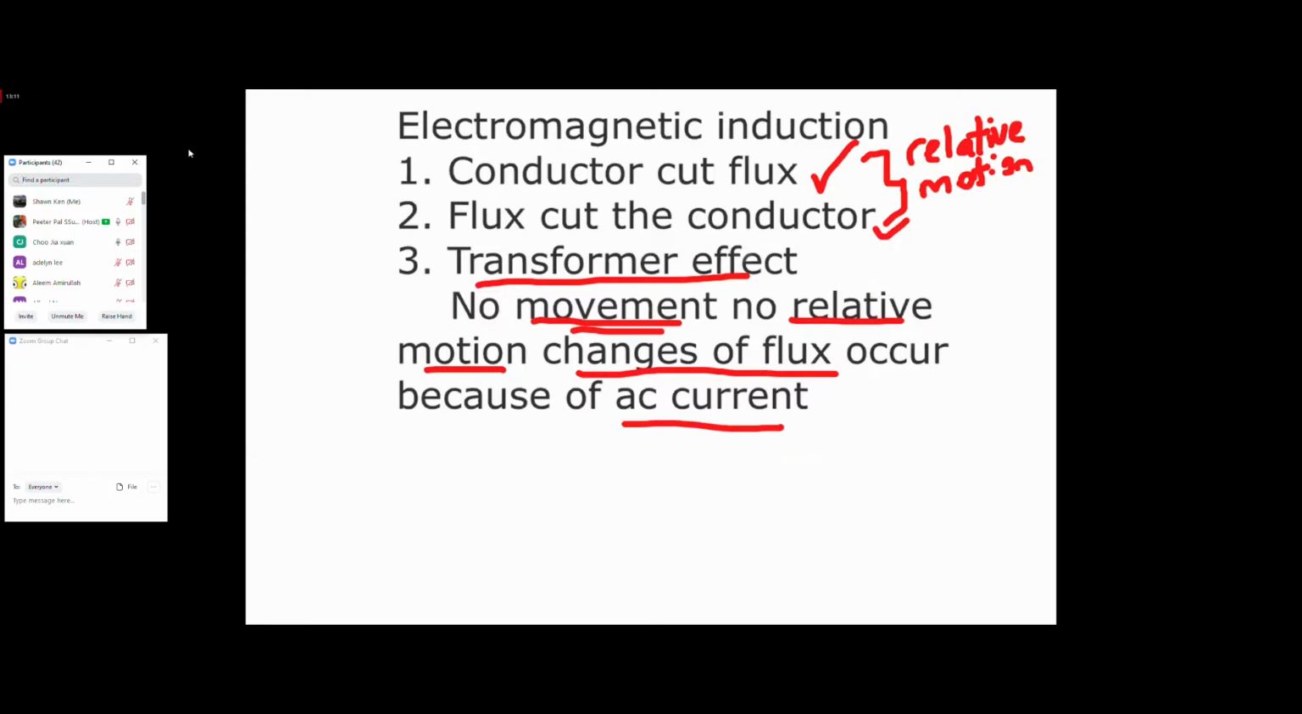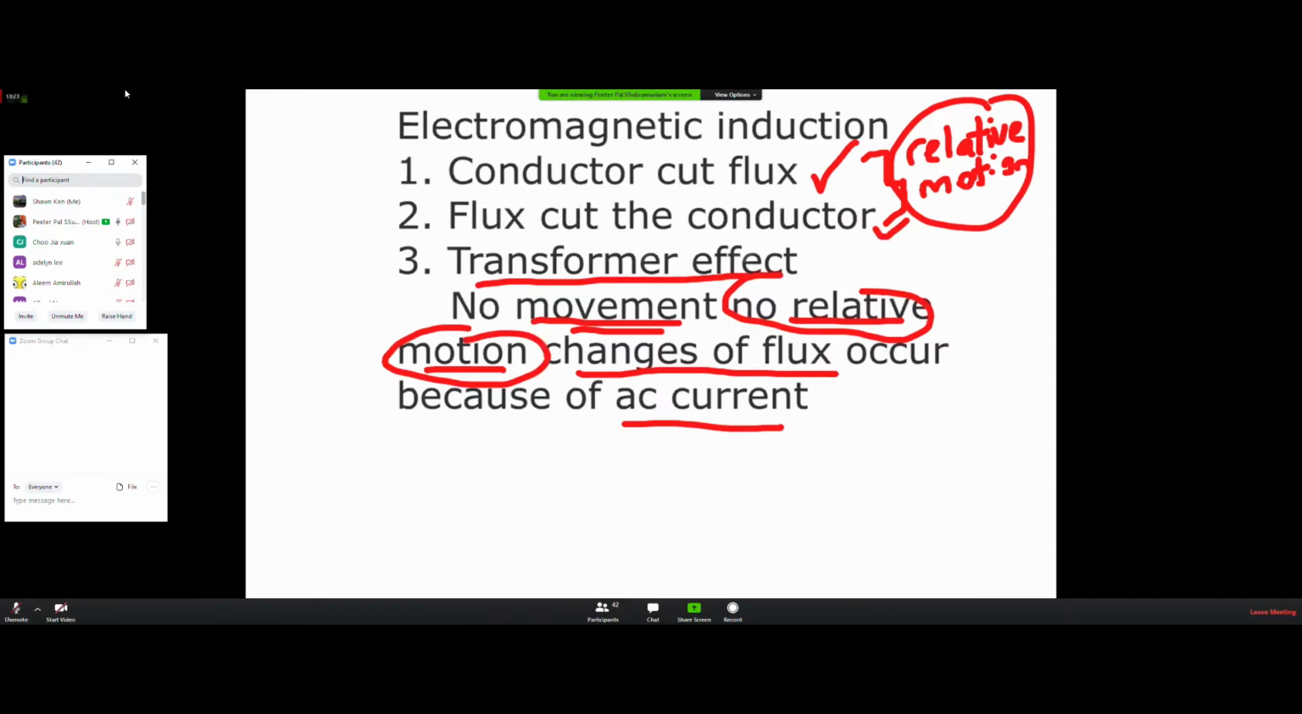Yes. Okay, so changes of flux. One is with relative motion. The other one is no relative motion. Understand? Yes. Okay. So if there's no relative motion, it's called the transformer effect. Okay, let's look at how the transformer effect works. All of us, see, okay, now.